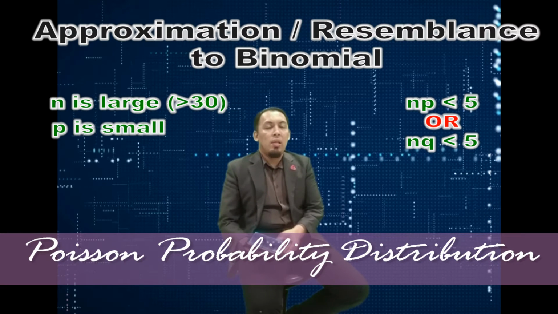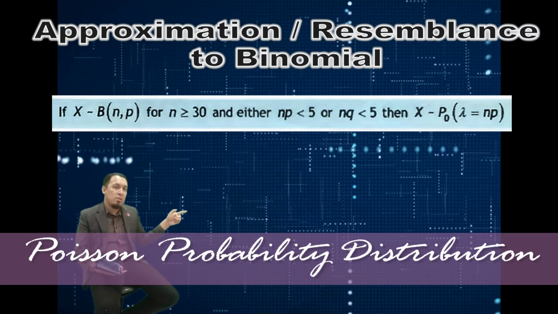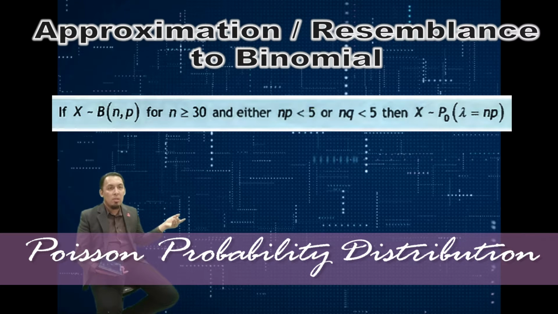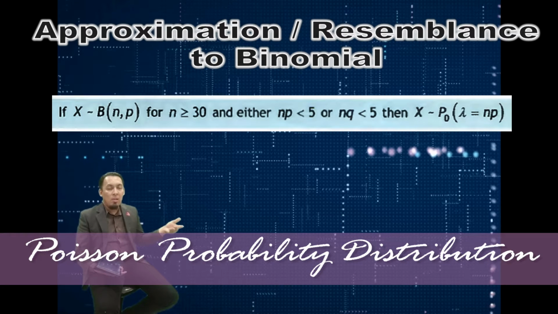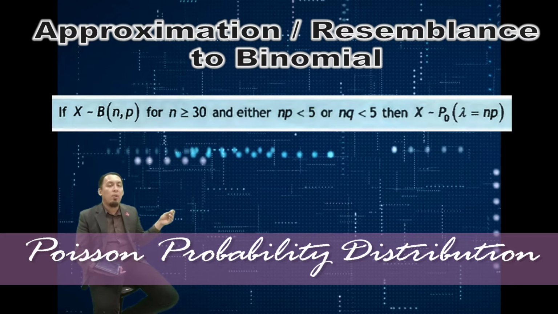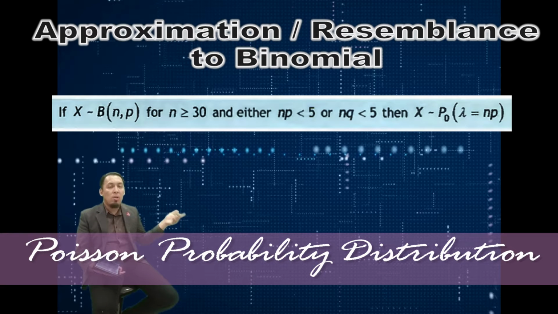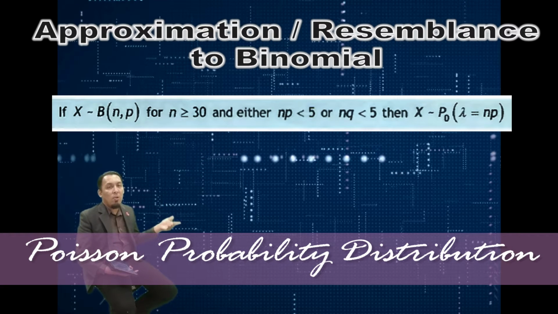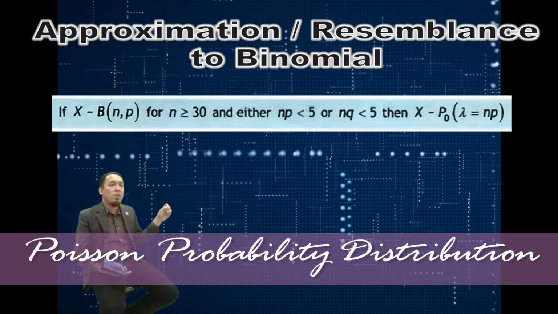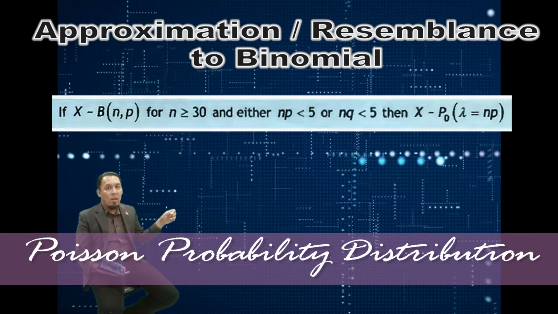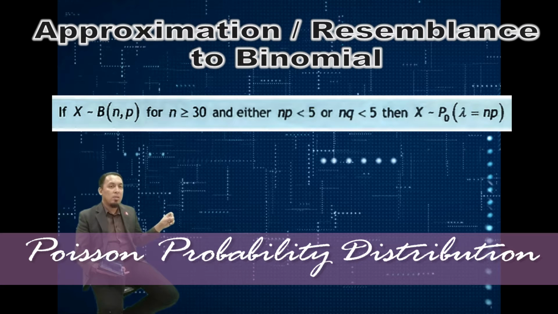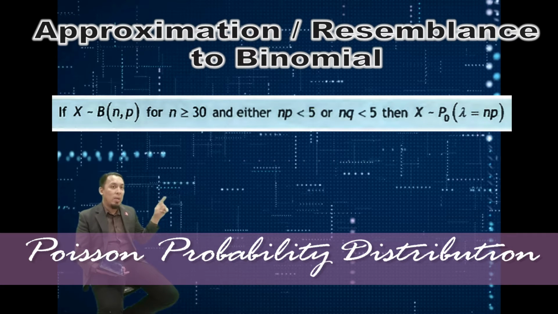Okay, in other words, this is what I mean. If X that is approaching binomial has n that is more than or equal to 30, and when you multiply it with p that is small, it gives a value of less than 5, or you multiply with nq, it gives less than 5, then you can use lambda, where lambda is equal to n times p. So this is how you get the value of lambda, n times p.